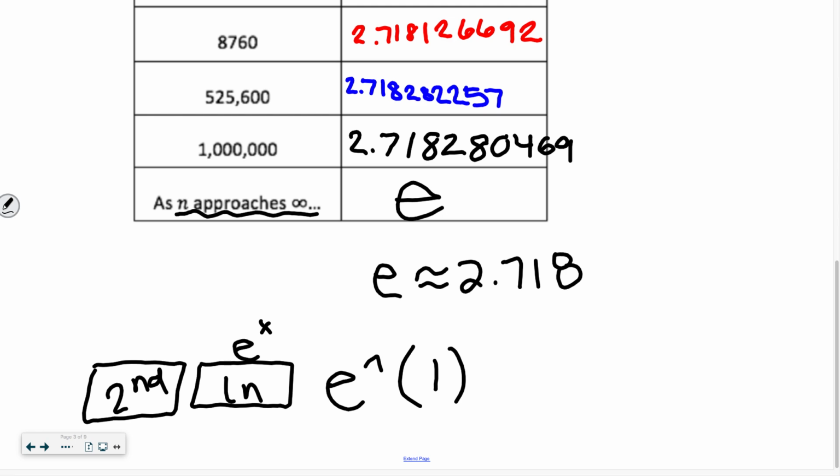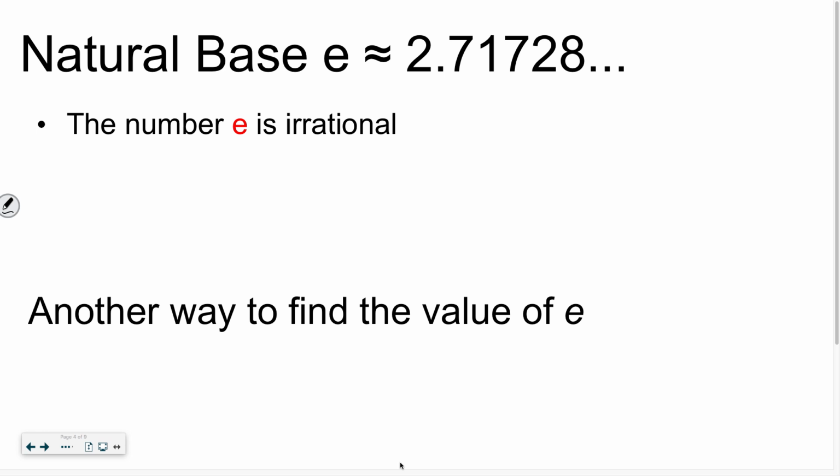Okay, that means e is considered an irrational number. It can't be written as a fraction. As n approaches infinity, it just keeps going. So we say that e is irrational.